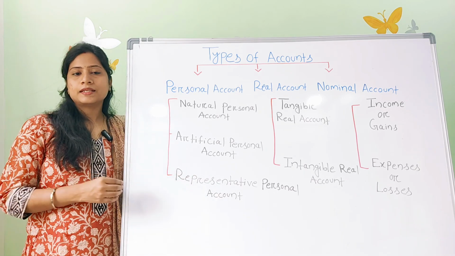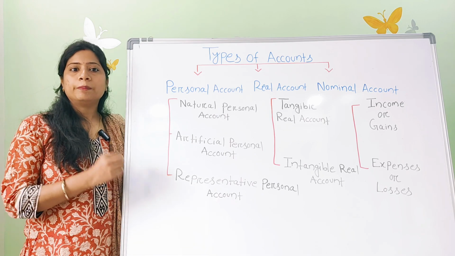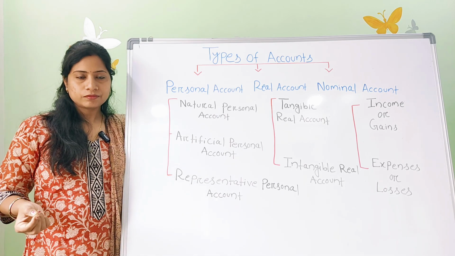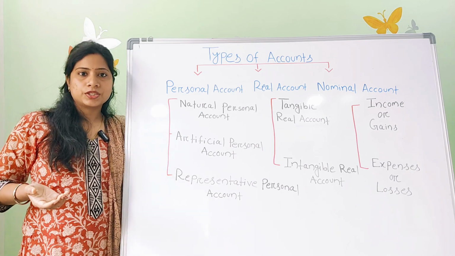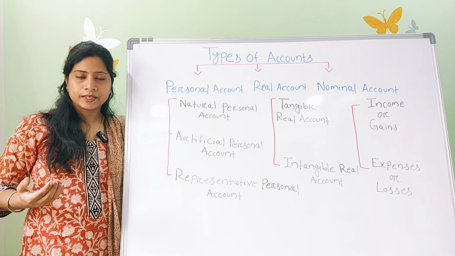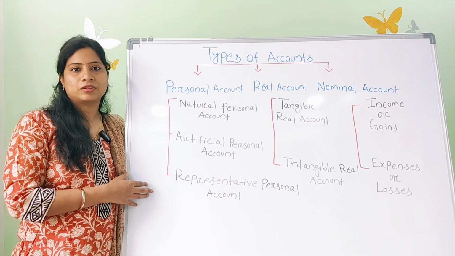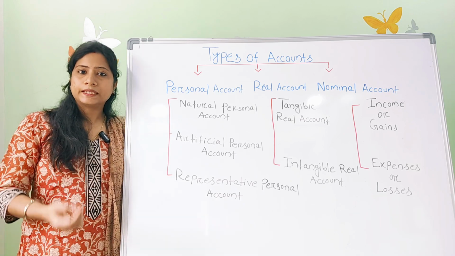Another example, rent a company paid in advance. That is called prepaid rent. Prepaid means paid in advance. So this is related to coming year or next year transactions, so this also comes under representative personal account. Other examples are income received in advance or accrued income.